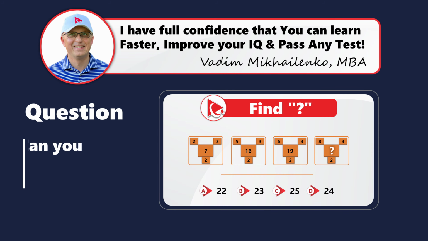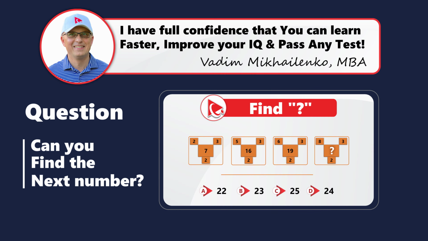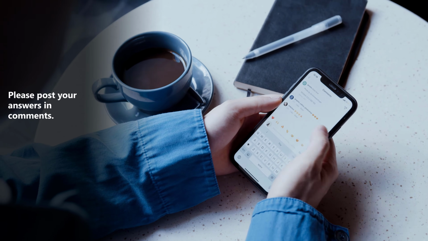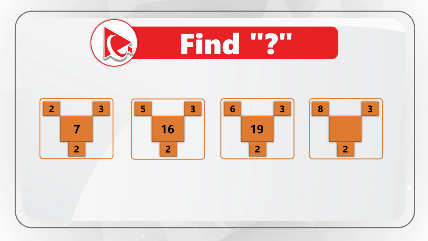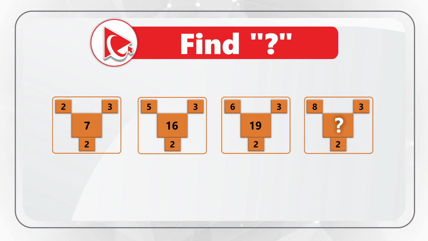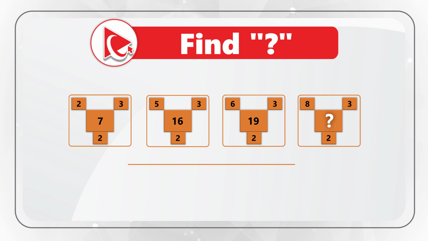And now here's a surprise question for you to try your skills. Instead of giving you the answer, I'm going to ask you to calculate the answer and post your solution in comments. You're presented with 4 shapes. 3 shapes are fully populated with numbers, and the 4th shape has the middle number missing. You need to detect the pattern and calculate the missing number out of 4 different choices.